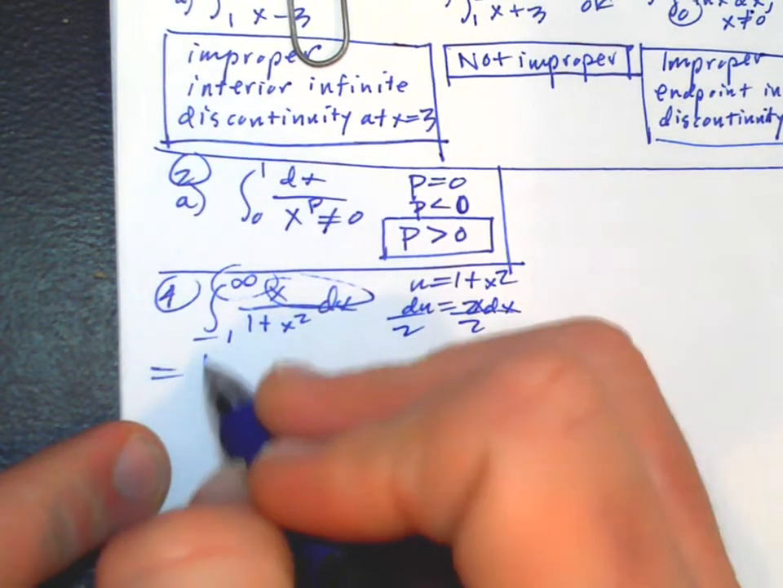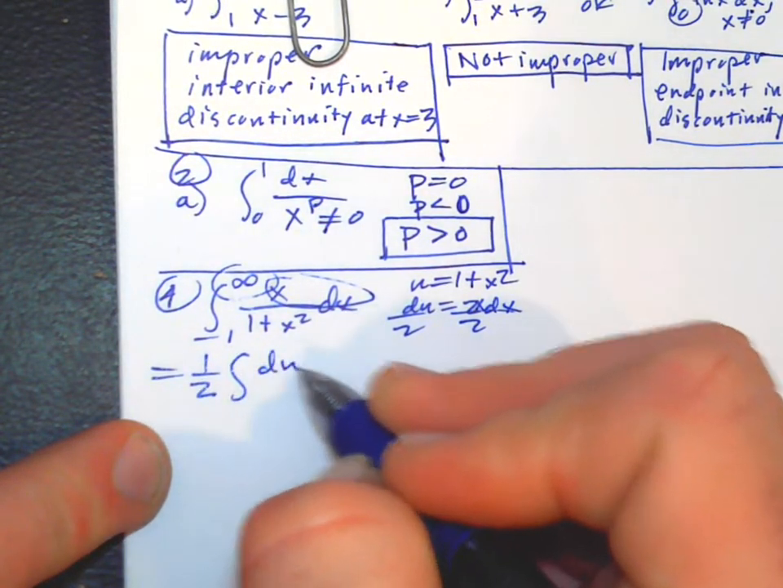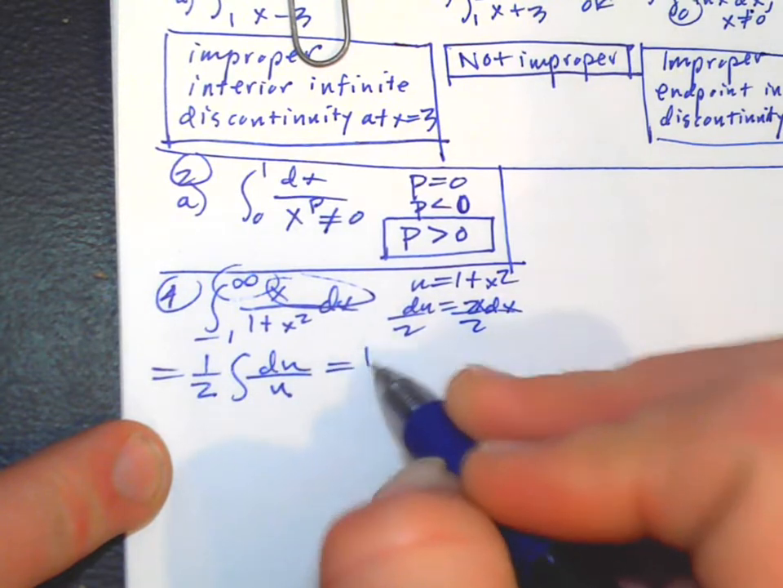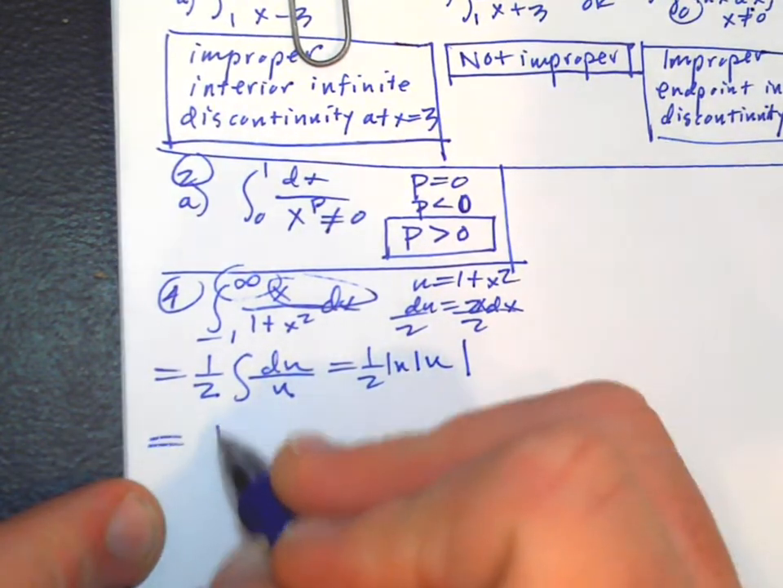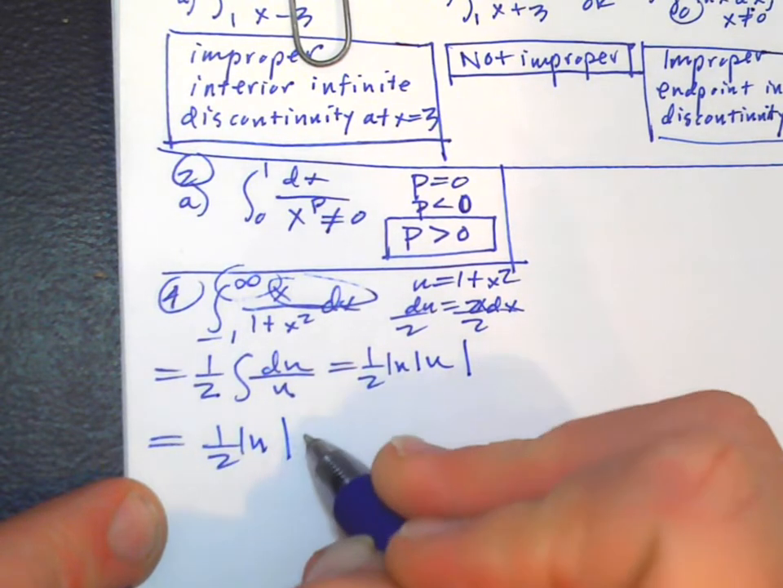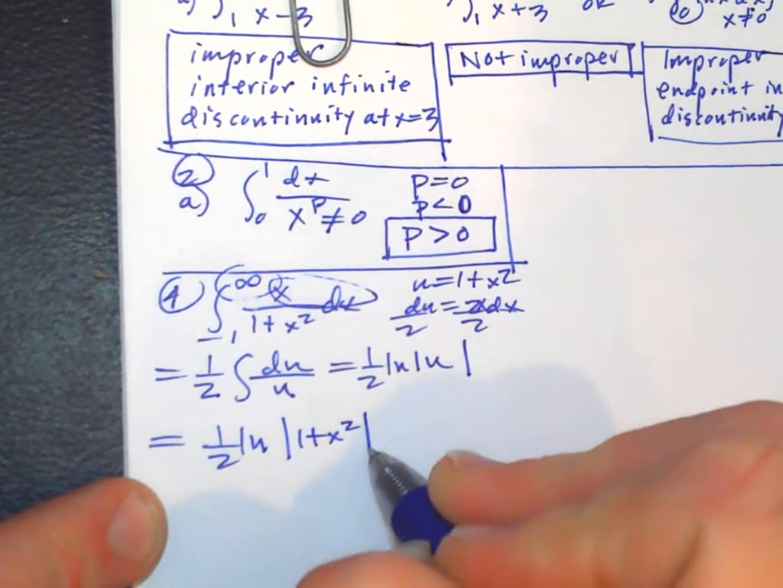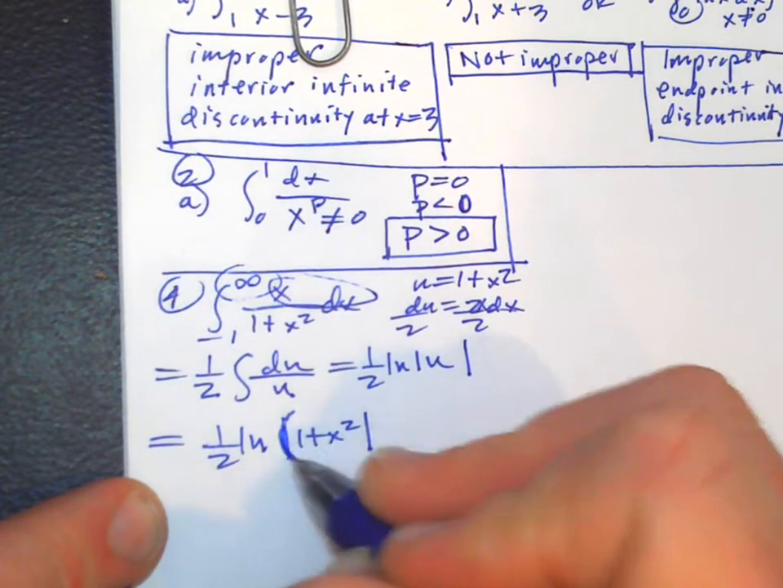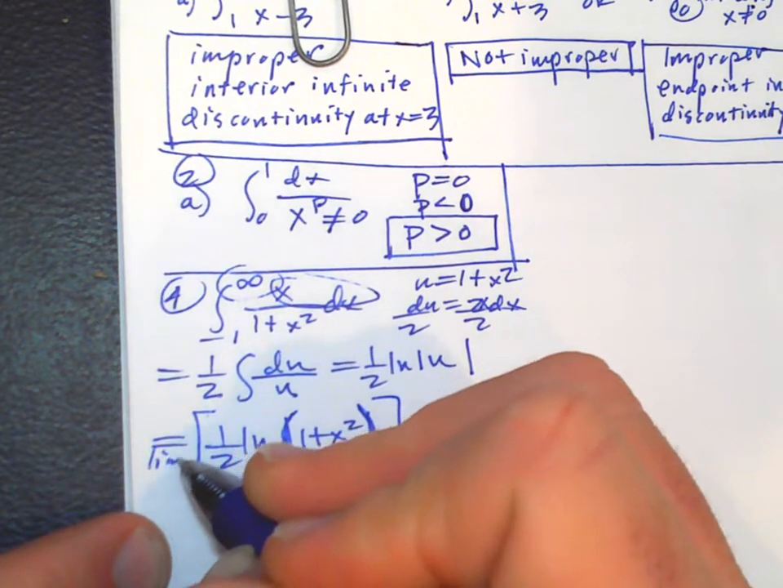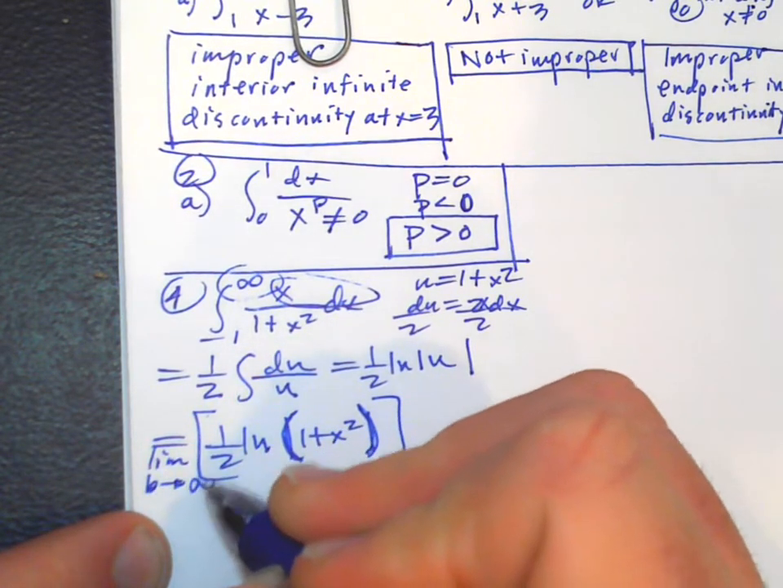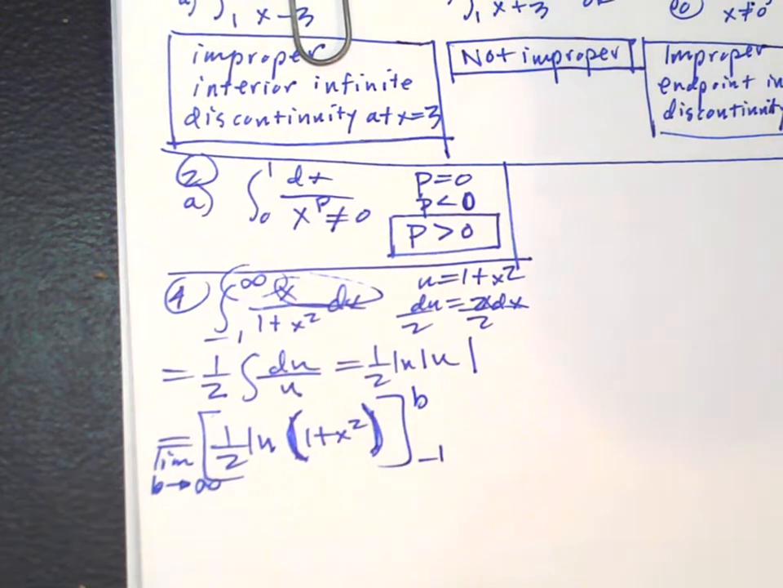That x dx done with the 2, so it's going to be 1/2 du over u. So that's going to be 1/2 natural log of the absolute value of u. So that's going to be 1/2 natural log of the absolute value of 1 plus x squared, which we don't need absolute values anymore. The limits are going to be, well, it's going to be the limit as b goes to infinity of negative 1 to b. So let's plug limits in.